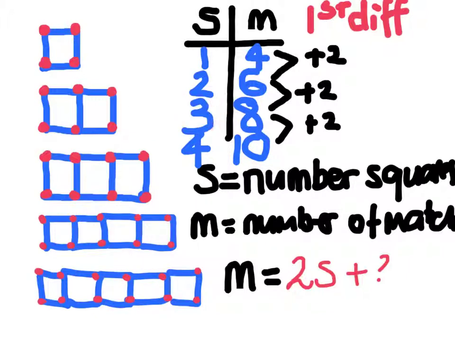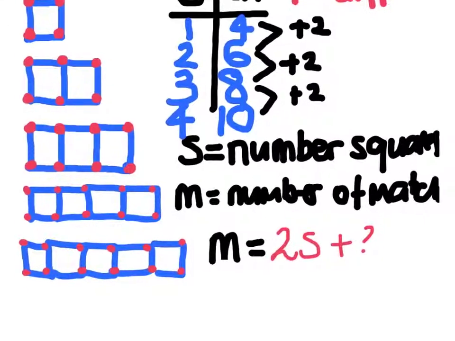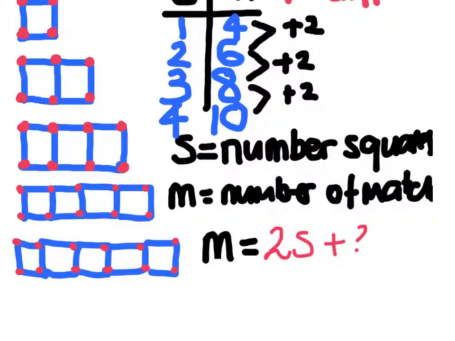2 times 3 is 6, plus what is 8? Again, 2 times 2 is 4, plus what is 6? In every one of those cases, hopefully you worked out what I was trying to add on. Okay, so I said M equals 2 lots of S plus what? It was 2. Now, that was just because I went through and I said 4 times 2 is 8, plus 2 is 10. 3 times 2 is 6, plus 2 is 8. 2 times 2 is 4, plus 2 is 6.